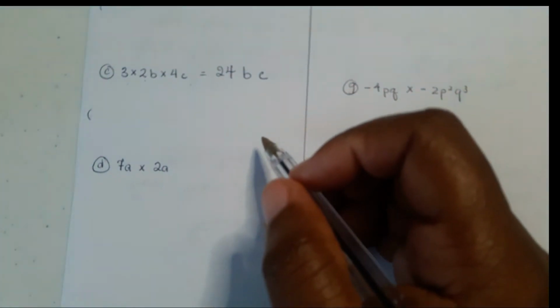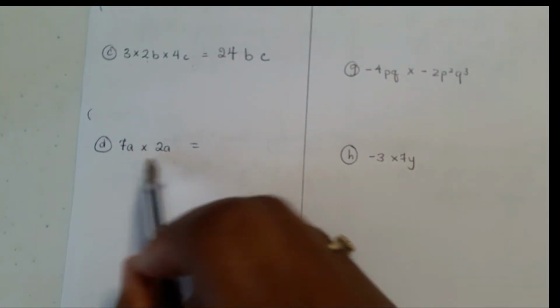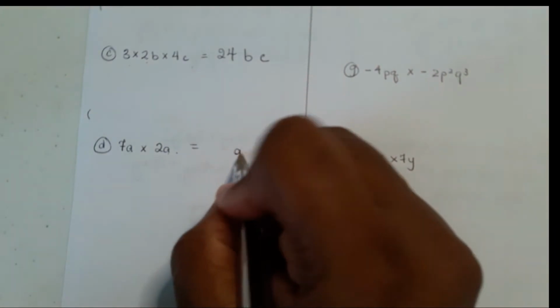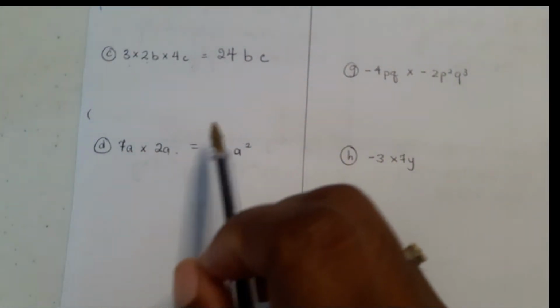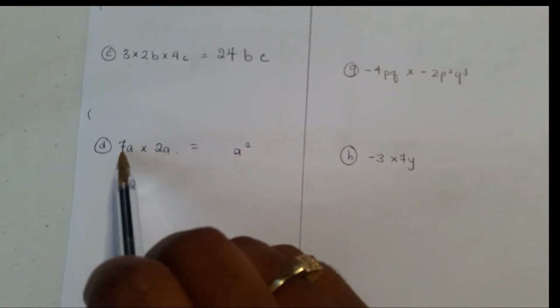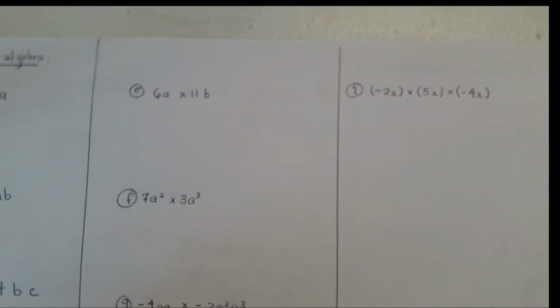Right? And that will be our answer. Now here we have 2 of the same variables. So since we have 2 of the same variables, they're going to be squared. It's like cloning. So you're going to say a times a must be a squared, right? So you say a squared, and then you say 7 times 2 is 14. So 14a squared.